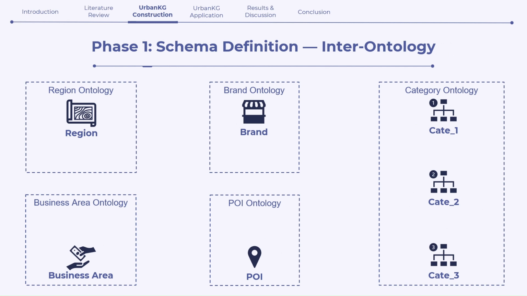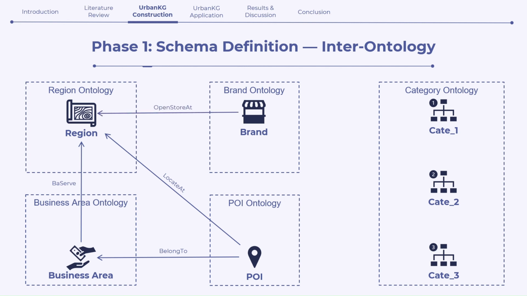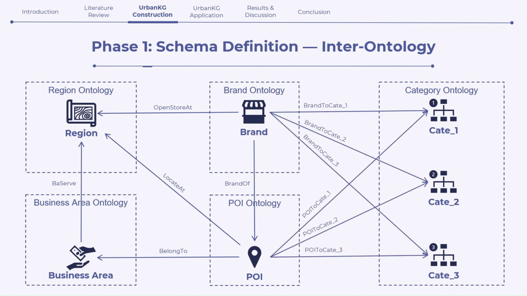Finally, there are several inter-ontology relations that connect entities across different ontologies. First, there are BA-serve relations, which connect overlapping business areas and regions. Next, there are belong to and locate at relations. These relations connect POIs to the business areas and regions that they fall within. Then, there are open store at relations, which connect brands to the regions that contain at least one of the brand stores. After that, there are brand-off relations, which connect brand entities to the POI entities of their stores. Finally, there are POI to CAT and brand to CAT relations. These relations connect POIs and brands to the categories that define them.